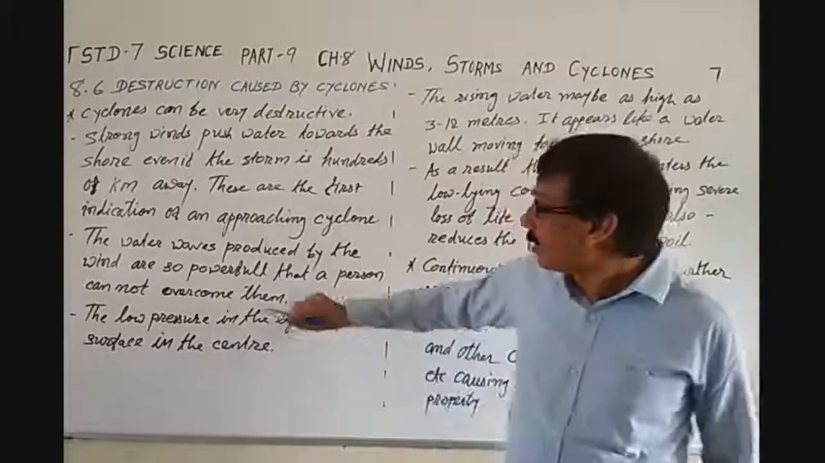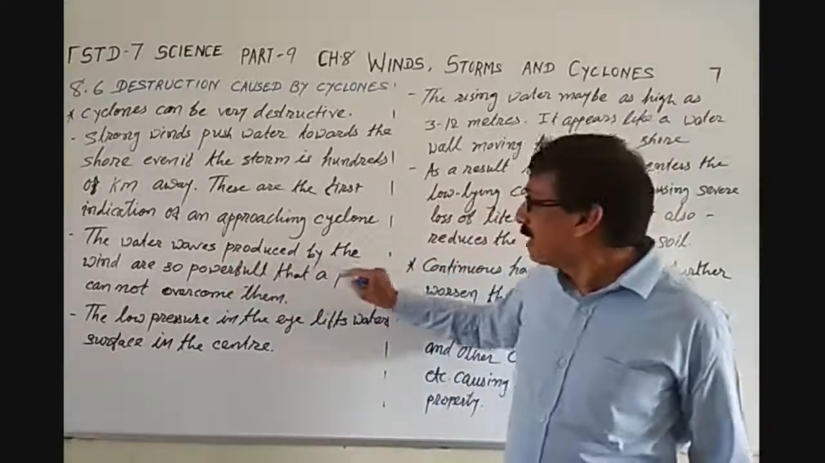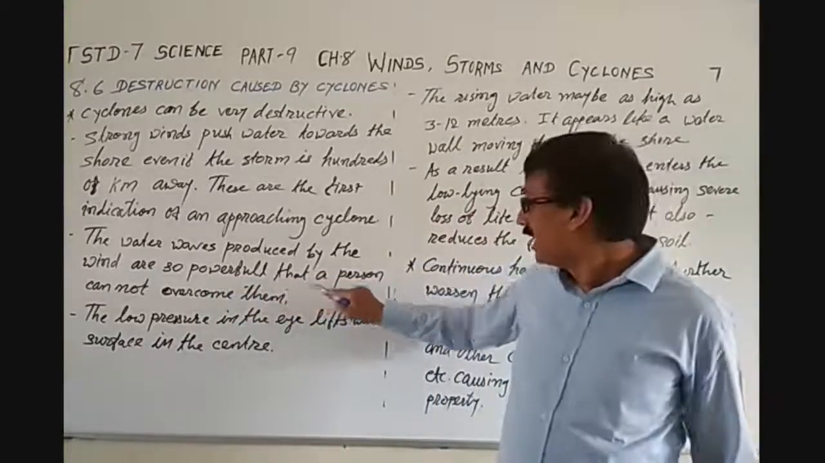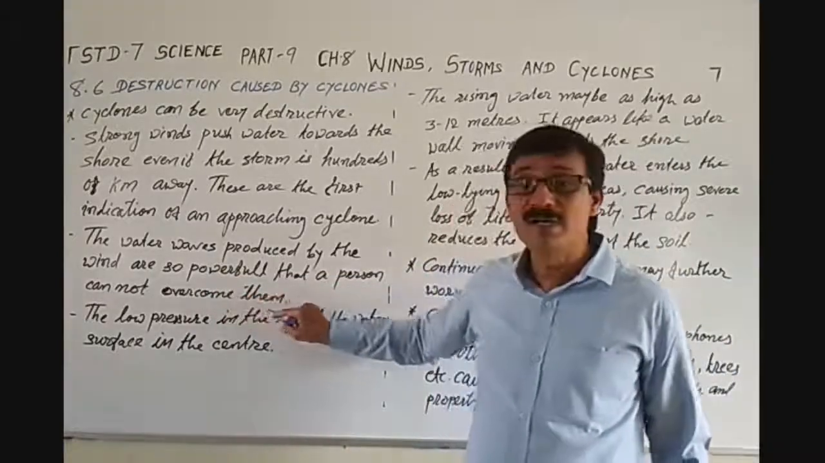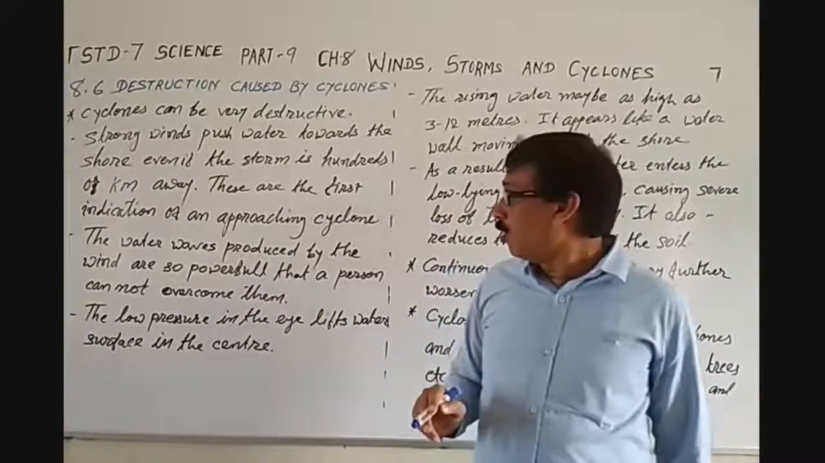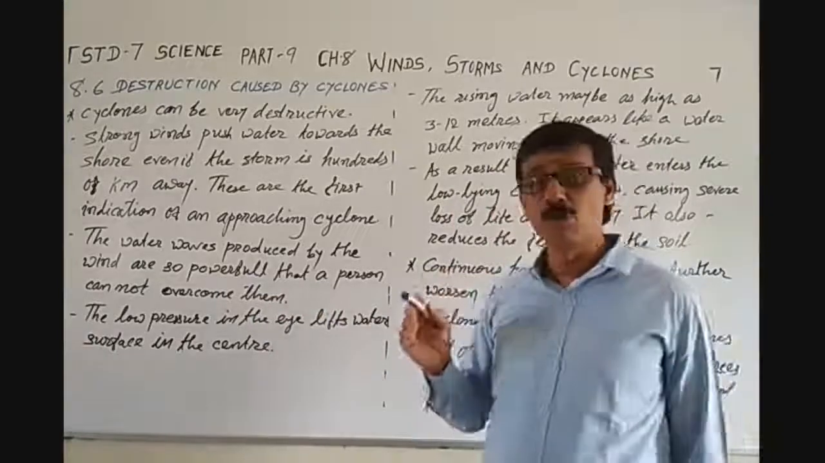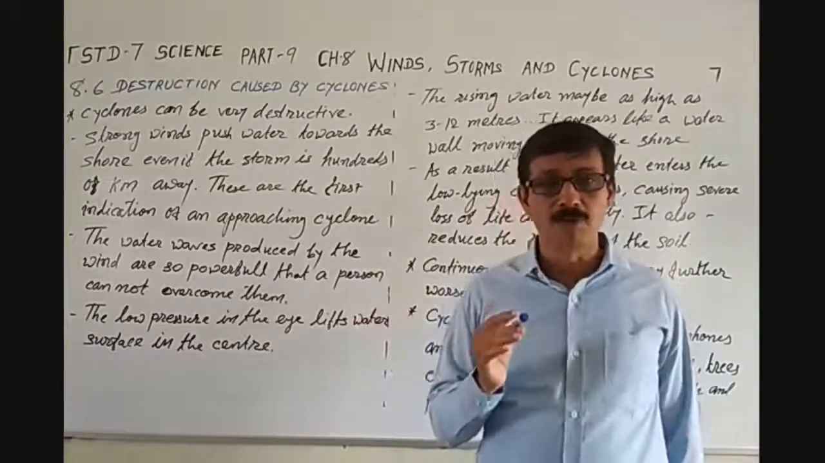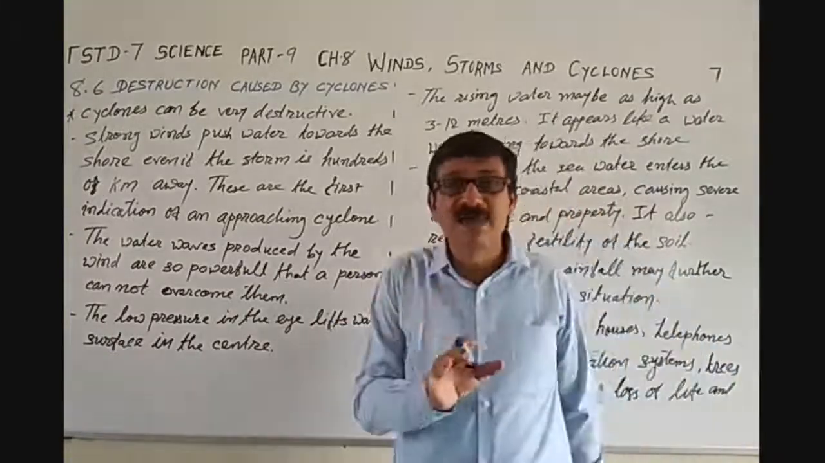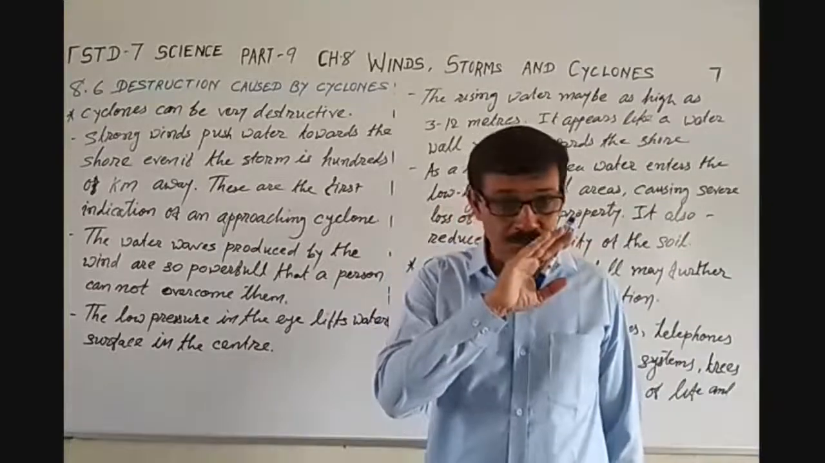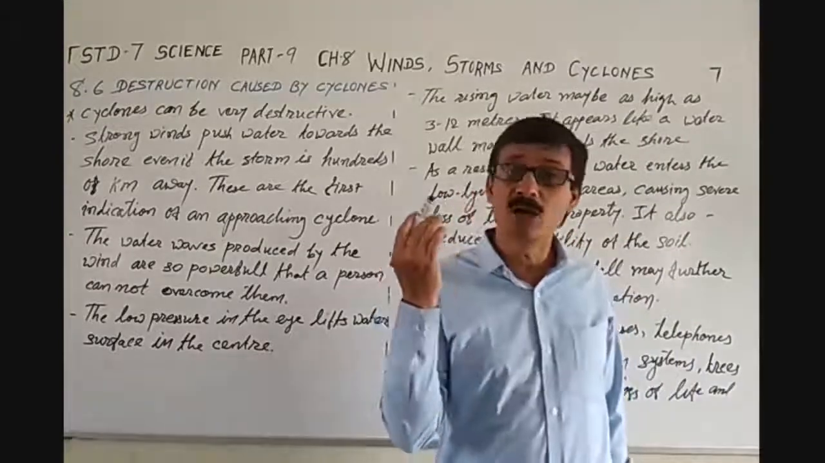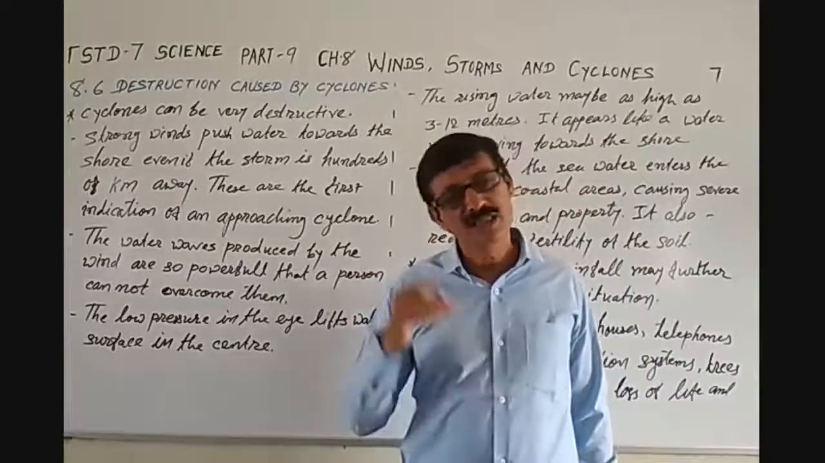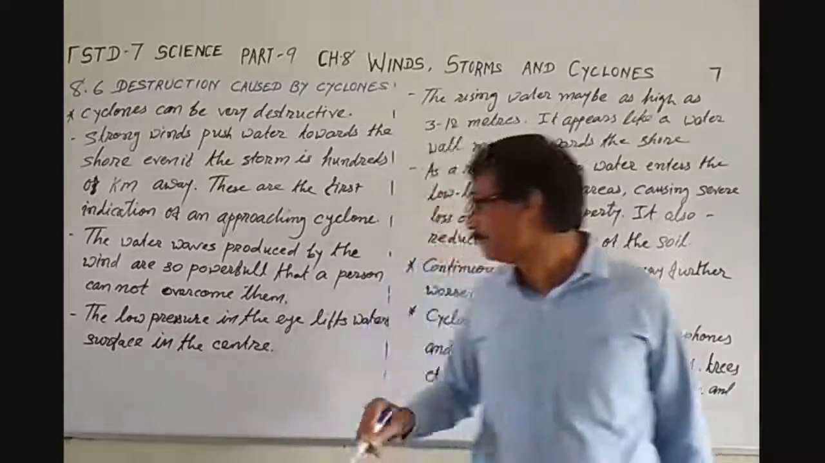The water waves produced by the wind are so powerful that a person cannot overcome them. अगर उसमें कोई पर्सन बीच में आ जाता है, then he will not be able to overcome it. वो बाहर नहीं निकल सकता है, इतने पावरफुल वाटर वेव्स होते हैं.